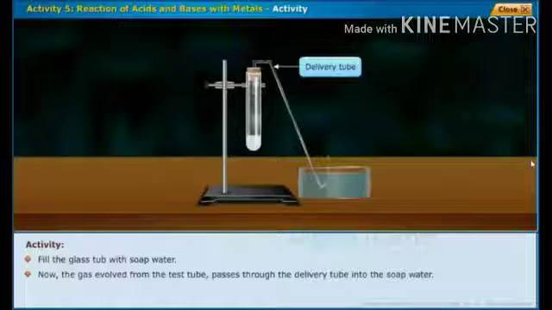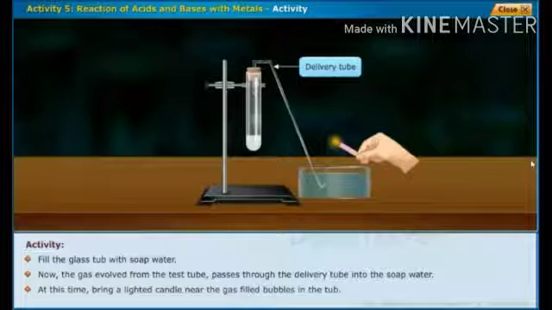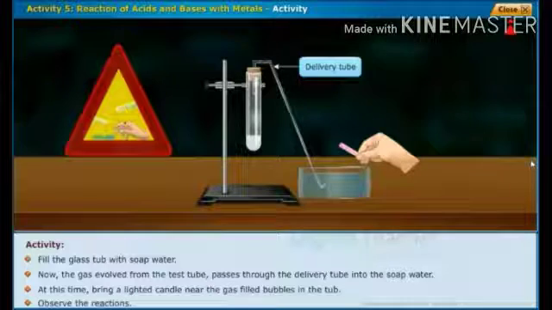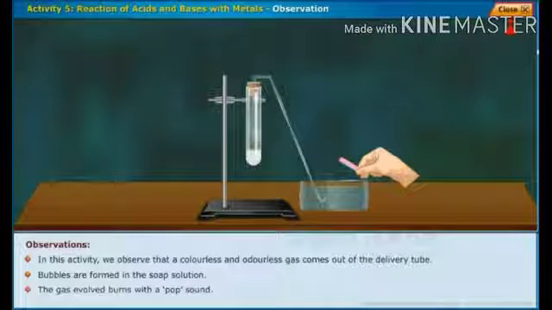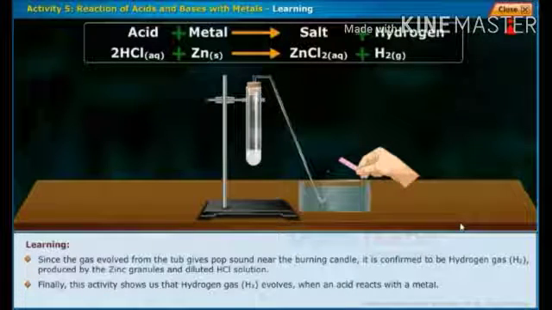When we observe some bubbles coming out of the delivery tube, and bring a lighted candle in front of the bubbles, what can we observe? The lighted candle puts off with a sound, so we can confirm the gas evolved in this experiment is hydrogen. So when an acid reacts with a metal, a salt and hydrogen are evolved.